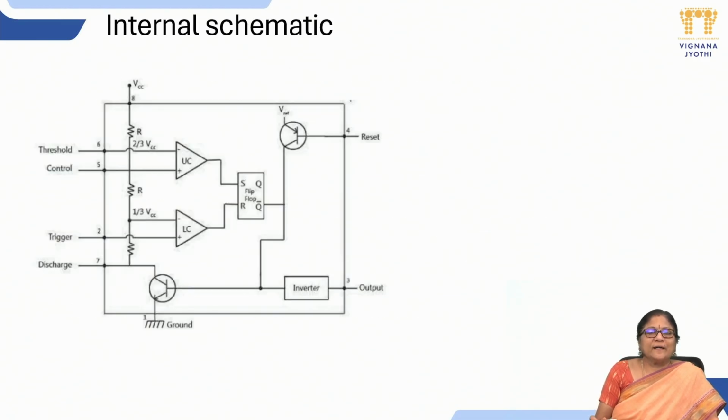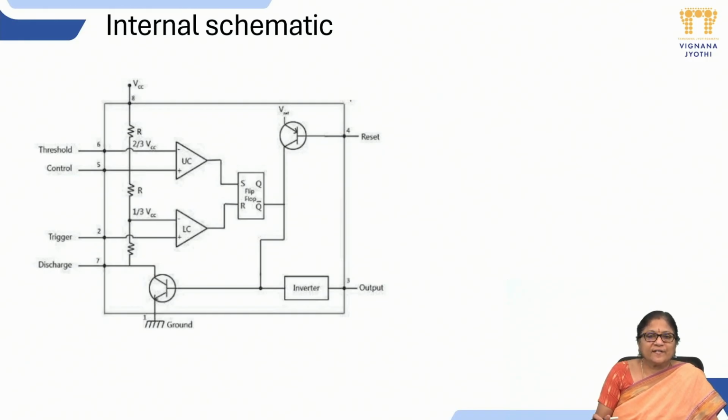If you look at the internal schematic diagram, it contains a few components. There is one simple potential divider circuit which provides the threshold voltages for 2 comparators available inside, known as the upper comparator, also the threshold comparator, and the lower comparator, also the trigger comparator. The outputs of these comparators are provided to an SR flip-flop, which is also a very simple basic flip-flop, and the output is driven through an inverter. The purpose of this inverter is to provide more current capability when you want to drive heavier loads.